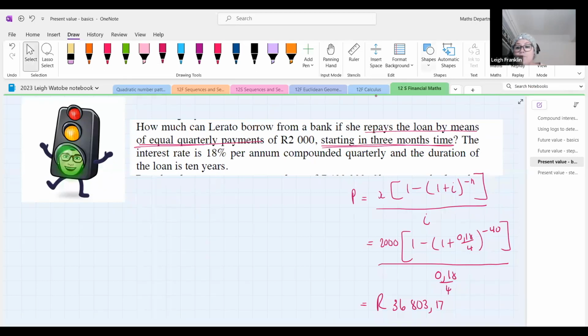Okay, so if this question changed and I said that Lerato was starting to pay in 6 months' time. So let's leave this as part A. Let's consider the same question, Matrix. Only now I'm changing this and I'm saying that Lerato is starting to pay in 6 months' time. How would that change this question?